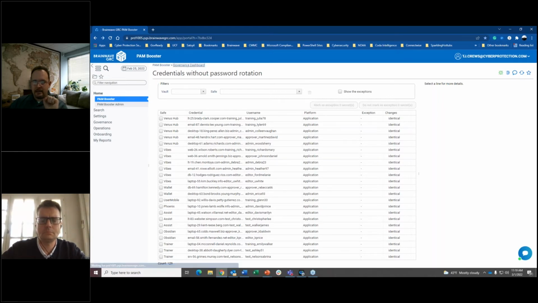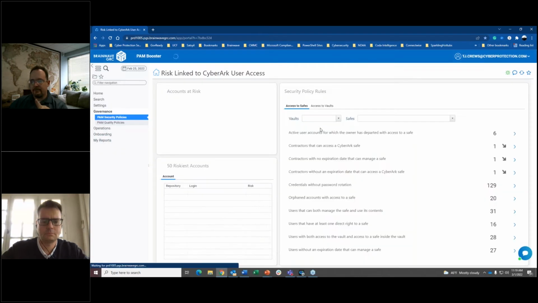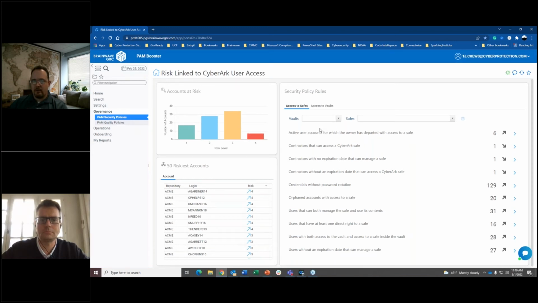But I would like to focus on a different risk dashboard, and that would be the security control defects within CyberArk user access. These particular risks can map to very common compliance frameworks. For example, for password rotation, in NIST 800-53 Rev 5, IA-5 enhancement 1, you're supposed to ensure that not only password complexity, but password rotation is assigned to your service accounts and your user accounts.